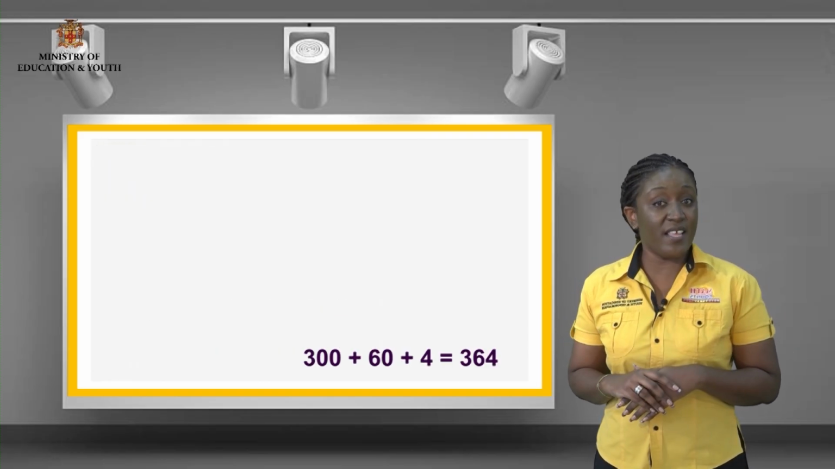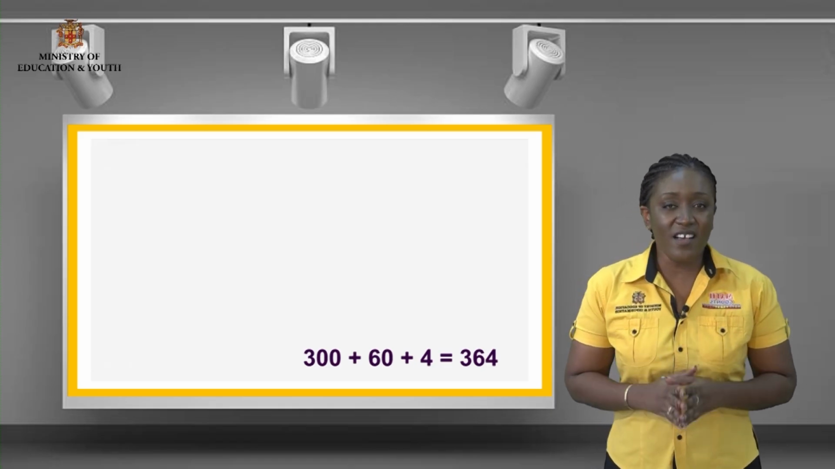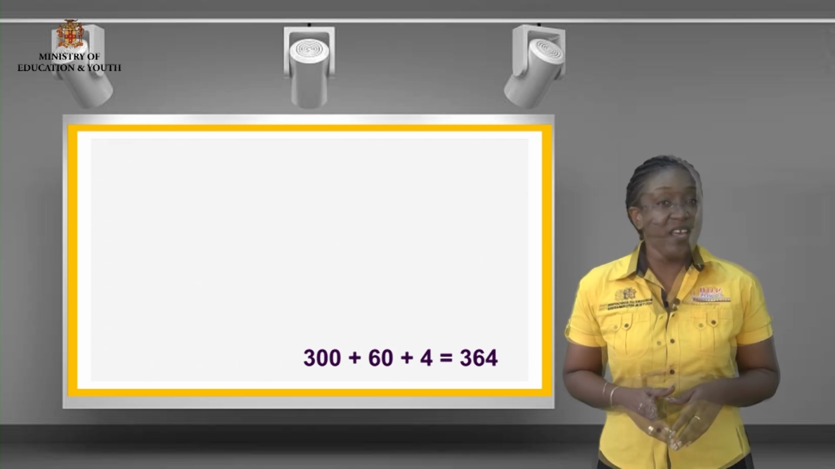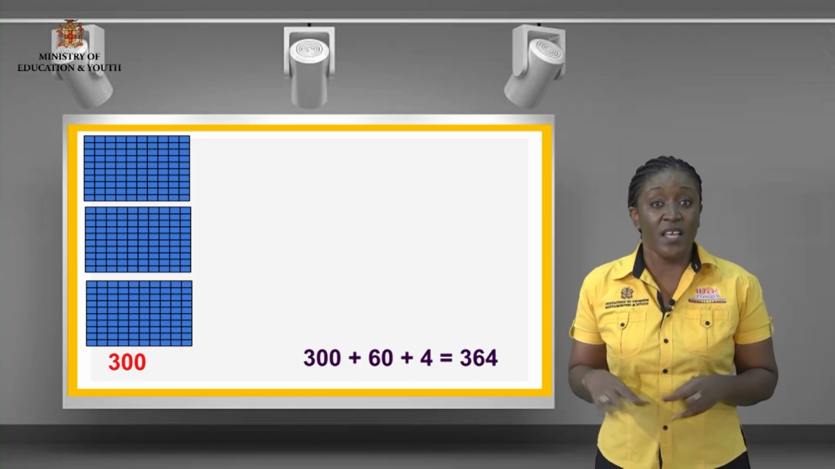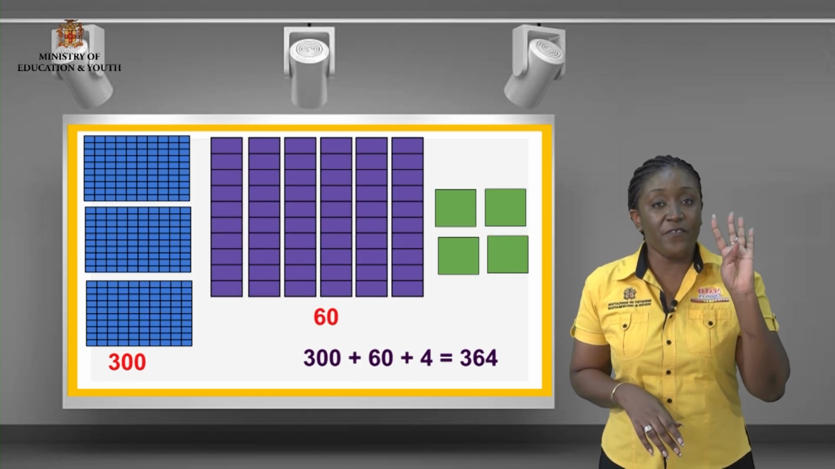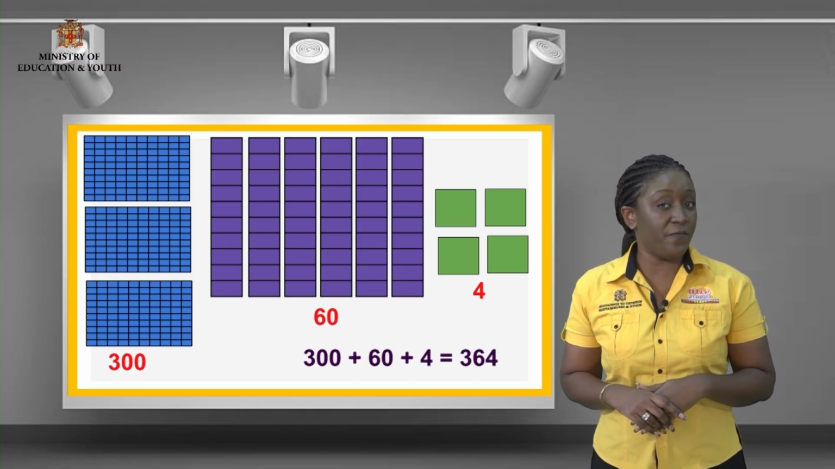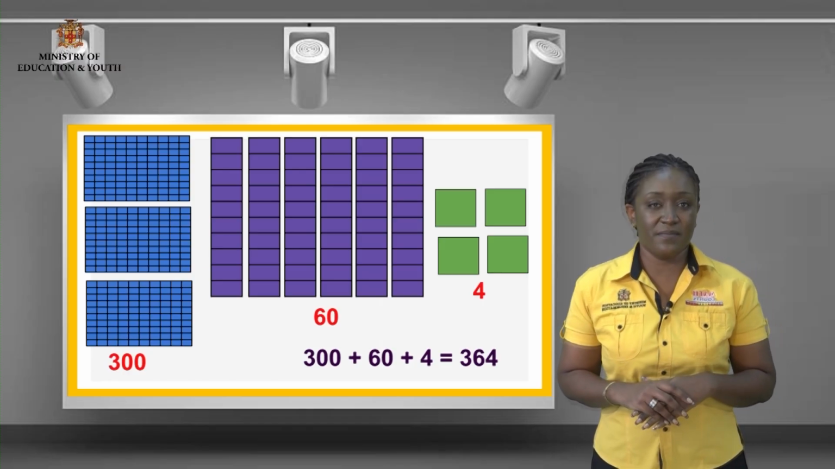Can you now represent this numeral using the base 10 blocks? Awesome! We have 3 flats representing 300, 6 longs representing 6 tens, and 4 units representing 4 ones. You did great, boys and girls.